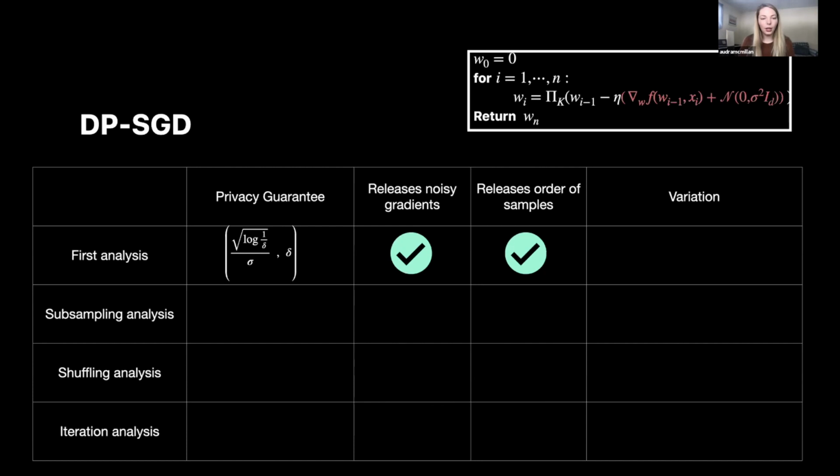Okay. So I'm going to keep track of our privacy guarantee. Obviously, this is our most important thing. I'm also going to keep track of 2 other things. This is whether my algorithm allows me to release the noisy gradients, and also whether it allows me to release the order of the samples or who I'm interacting with. And these are important for different reasons.